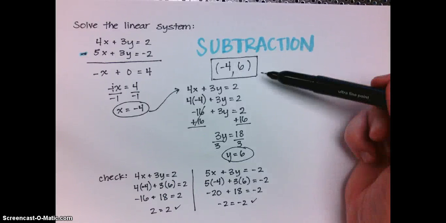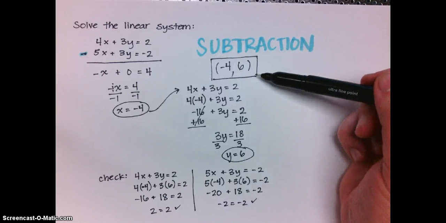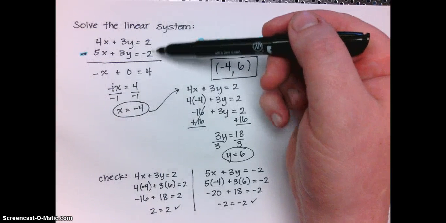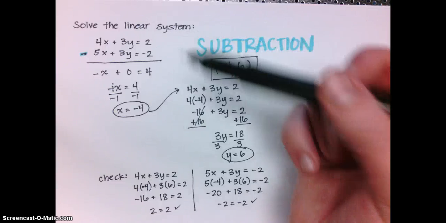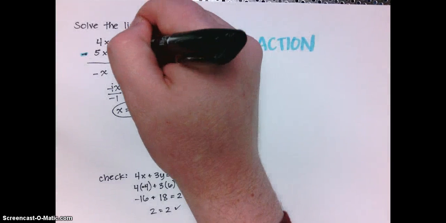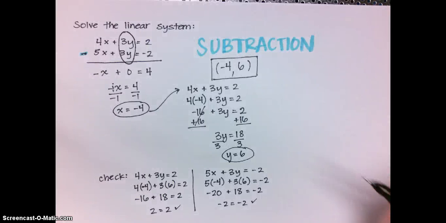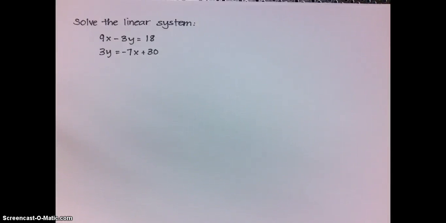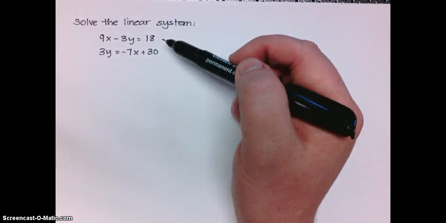So again, I successfully solved this linear system, and all that I did this time was subtract one equation from the other. I just lined them up and went straight down in a column to eliminate the y's. We're going to do one more example. This time, we're going to solve this linear system the same way.